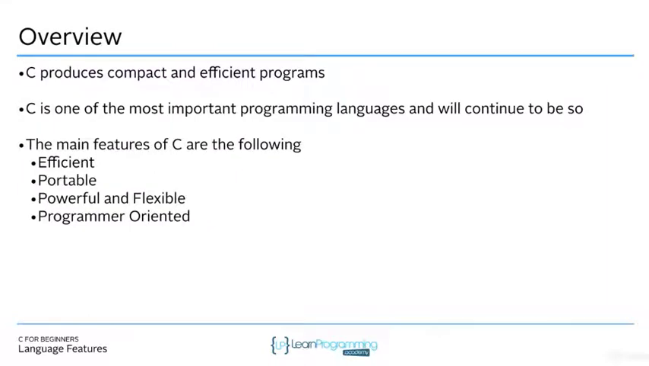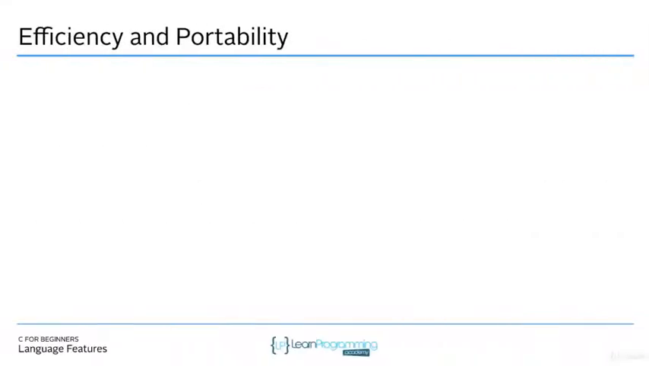But the main features of the C language are that it's efficient, portable, powerful and flexible, and programmer-oriented. And we're going to cover these in more detail, what this means. But these are important characteristics of C. We need to understand them, again, in order to understand how to write the code in this language. So what do efficiency and portability mean?